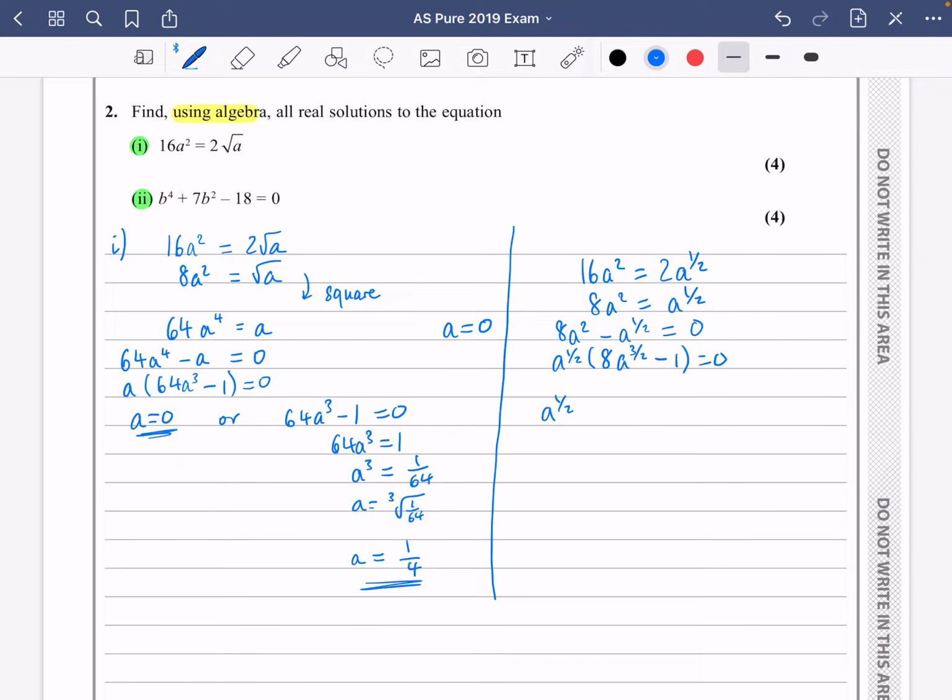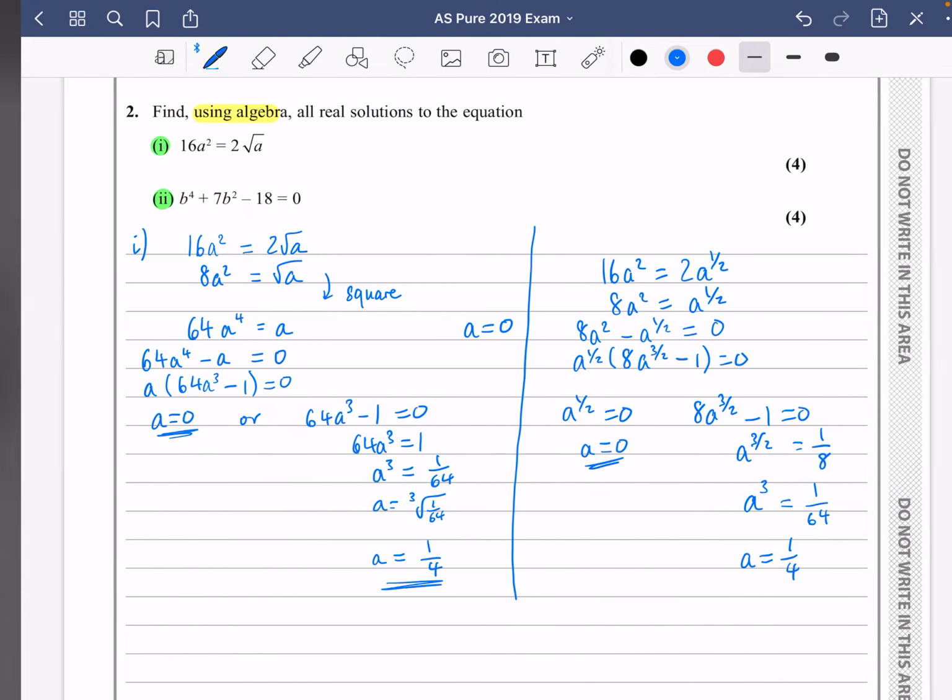So you either get that a to the half is equal to 0, in other words, a is equal to 0, or you have that 8a to the 3 over 2 minus 1 is equal to 0. Rearranging this, a to the 3 over 2 equals an eighth. And people got really stuck here. Now, because of the square root part that you've got here, you could square both sides of this equation. If you square the left-hand side, you get a cubed, and if you square the right-hand side, you get 1 over 64, which then leaves us at the stage that we had over here. So we're going to come up with this same answer of a equals a quarter.